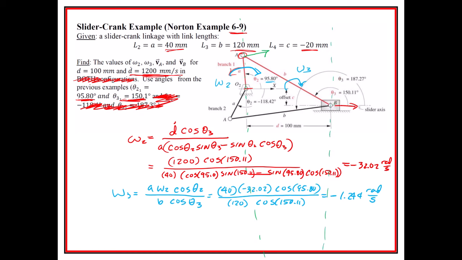Looking at that, you can see that way down here somewhere is going to be the instantaneous center of rotation. And so we're going to find that the angular velocity is going to be over in that direction, so that we can achieve that and that.